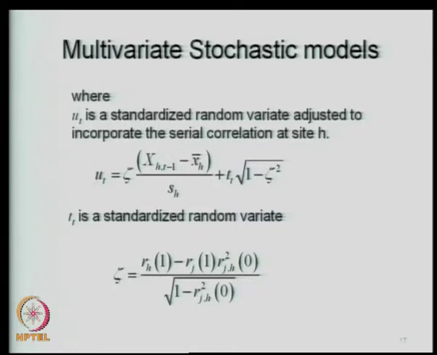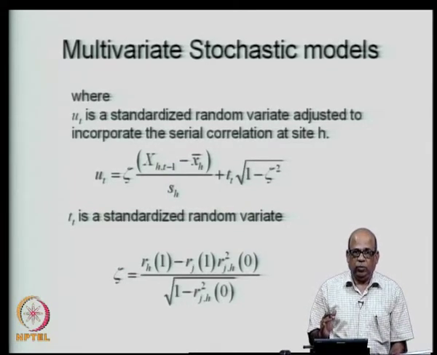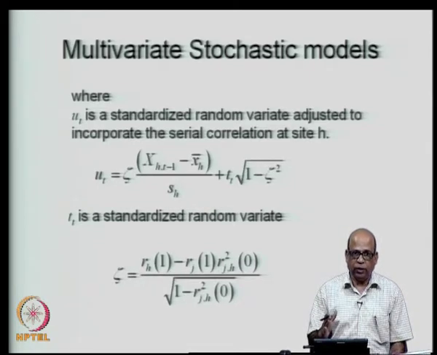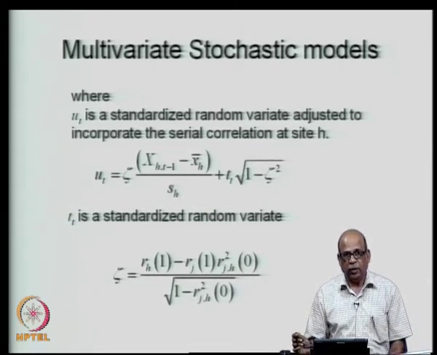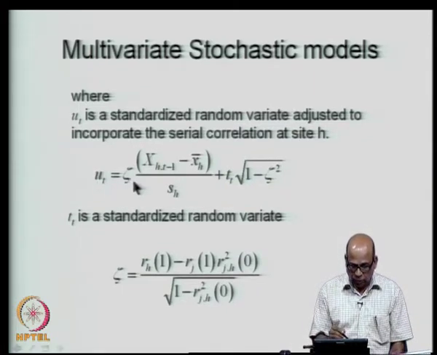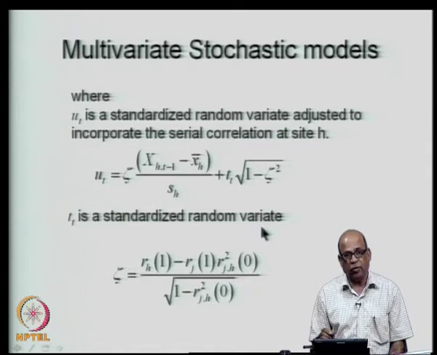Now, the ut, which is a standardized random variate, we do this to incorporate the serial correlation or the autocorrelation at site h. So, at site h you also want to build in the lag 1 autocorrelation. So, the ut is defined as zeta times x h t minus 1, minus x bar h, this is the mean, divided by the standard deviation, plus eta t, a standardized random variate.